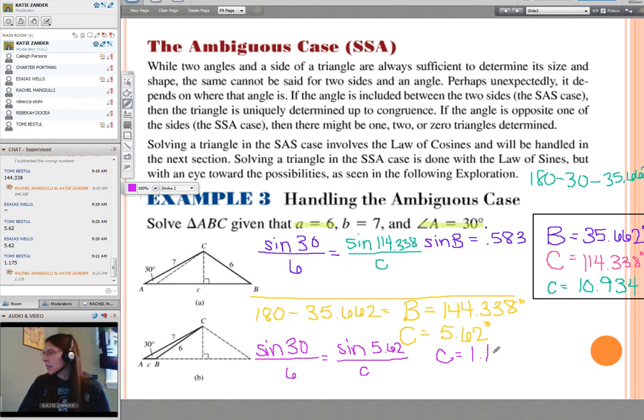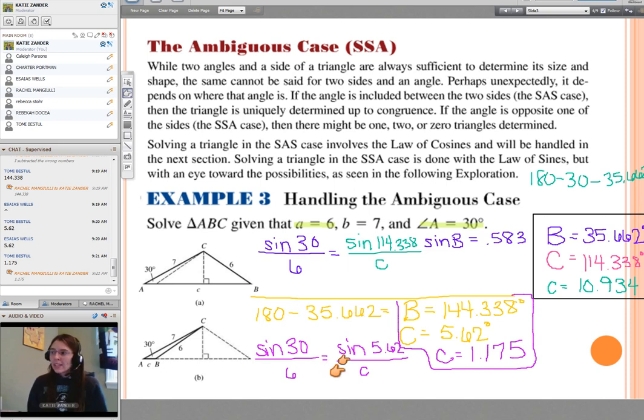1.175. Awesome. All right, so it is possible to get a second triangle here because we did not get any negative values. Sometimes when we go to check this out, we might get a negative value for C. And if that happens, we know that there is not a second triangle that can be created because it doesn't make sense to have a negative angle measurement, right? So sometimes we might only run into the one possibility even with the side-side-angle scenario. But we always got to double check to make sure that there isn't a second possibility. In this case, there was.